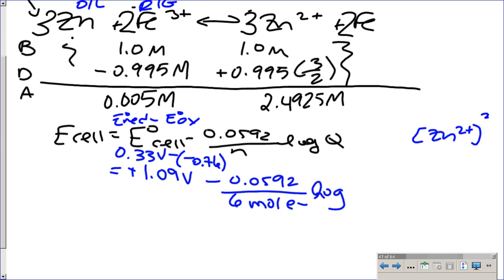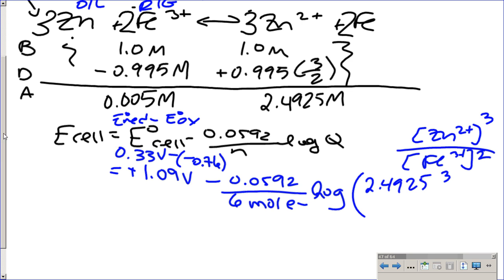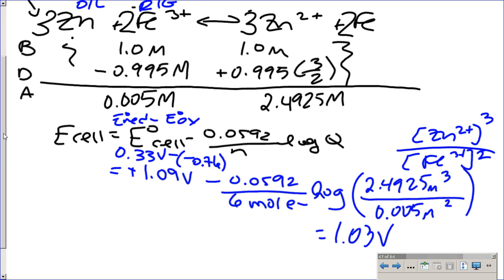Zinc 2 plus cubed over, thank you, iron 3 plus squared. That's where people mess up. You go through all this hard work and then you forget to cube and square those based on the balanced equation's coefficients. Okay, so then the zinc's ion concentration was 2.4925 cubed over 0.005 molar squared. Cool? Okay. Cool. 1.03 volts. Good job, guys. I powered through this. It's from our batteries.